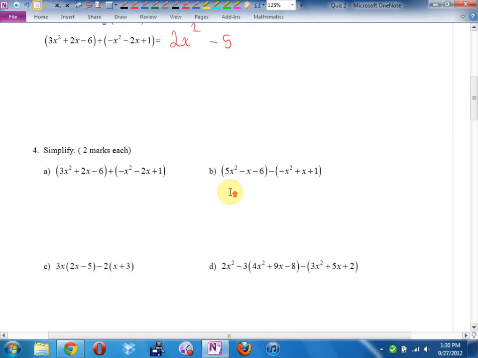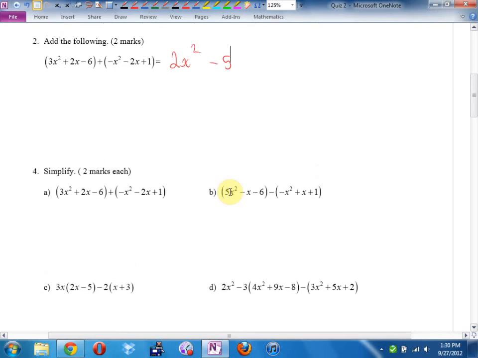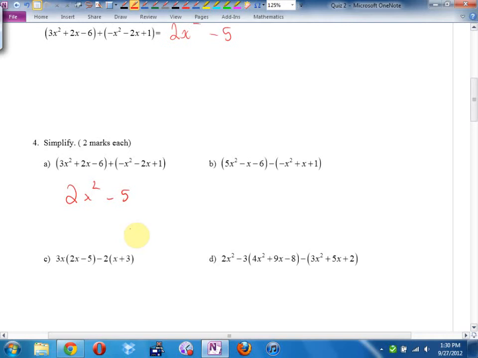Number 4. Who noticed that number 2 and number 4a are the same? So I'm just going to wimp out and go 2x squared minus 5. 1 mark for each one. B. Oh, I got a minus here, so I'm going to have to go like that, and like that. It's going to end up being 4x. No, not 4x squared, Mr. Dewick. It's a minus, which ends up being a plus 6x squared. And then I'm going to have -x minus x, which is -2x. I'm going to have -6 minus +1, which is -7.